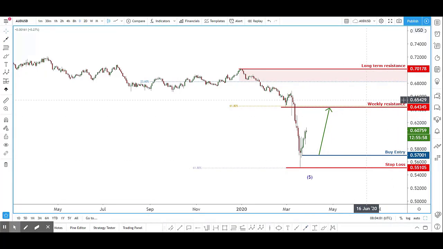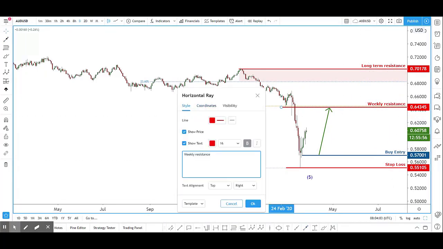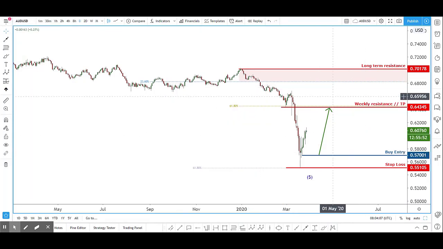This is my buy entry, this is my stop loss, and this weekly resistance is my take profit. Right, and once price is here, I'll close out half my positions, move my stop loss to break even, and then let the rest of the positions run towards the long-term target.